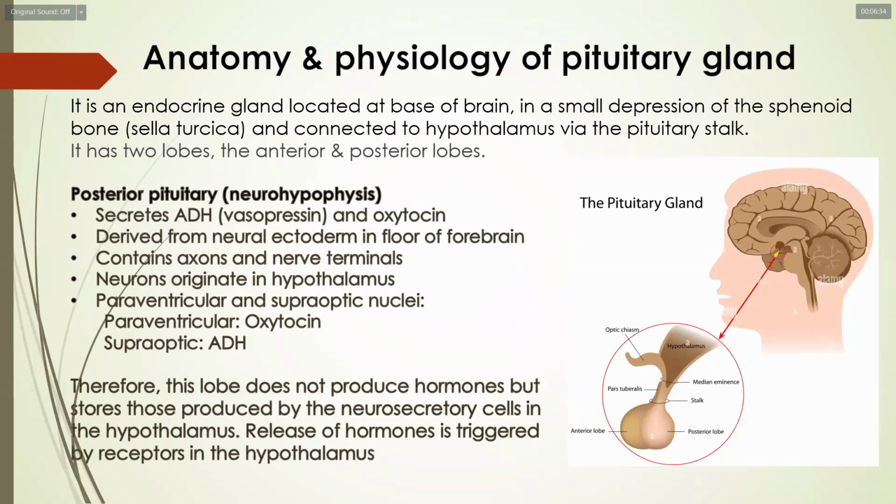The posterior pituitary, also called the neurohypophysis, secretes two hormones, ADH and oxytocin. It is derived from neural ectoderm in the floor of the forebrain and contains axons and nerve terminals. Its neurons originate in the hypothalamus, so it is like an extension of the hypothalamus. It has two nuclei: the supraoptic nuclei produce ADH, and the paraventricular nuclei produce oxytocin. Therefore, this lobe does not produce hormones, but stores those produced by the neurosecretory cells in the hypothalamus, and the release of these hormones is triggered by receptors in the hypothalamus.